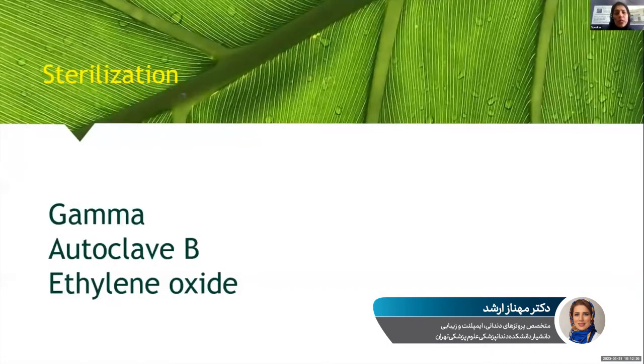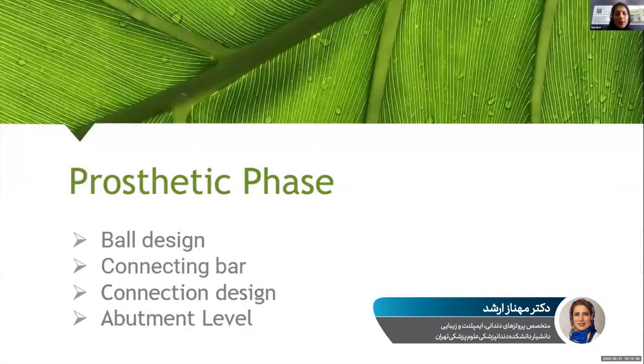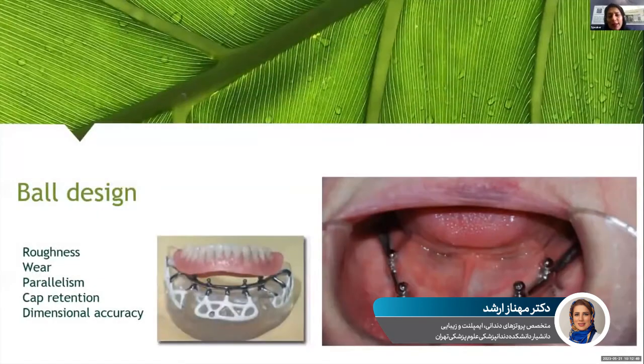The sterilization of subperiostal implant is with gamma or autoclave B or ethylene oxide. For prosthetic design of the subperiostal implant, we have 4: ball design, connecting bar, connection design, and abutment level. Ball design is the primary feature of subperiostal implant.